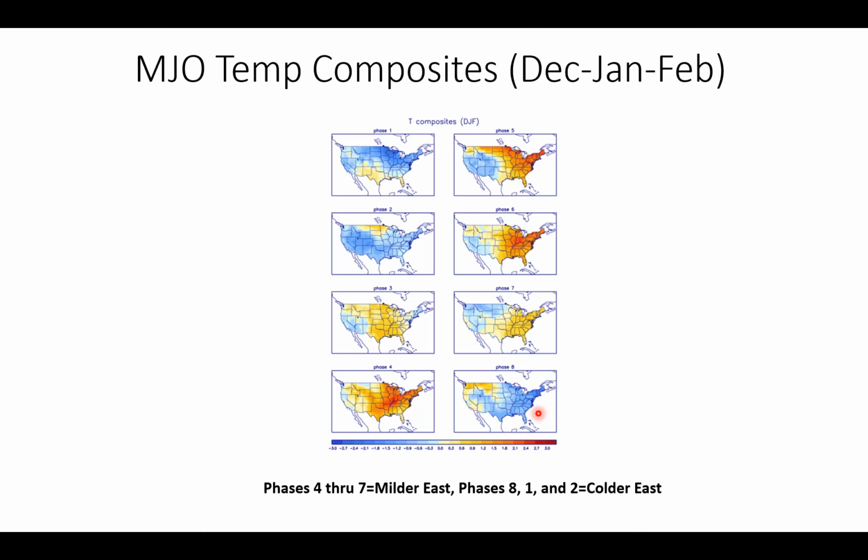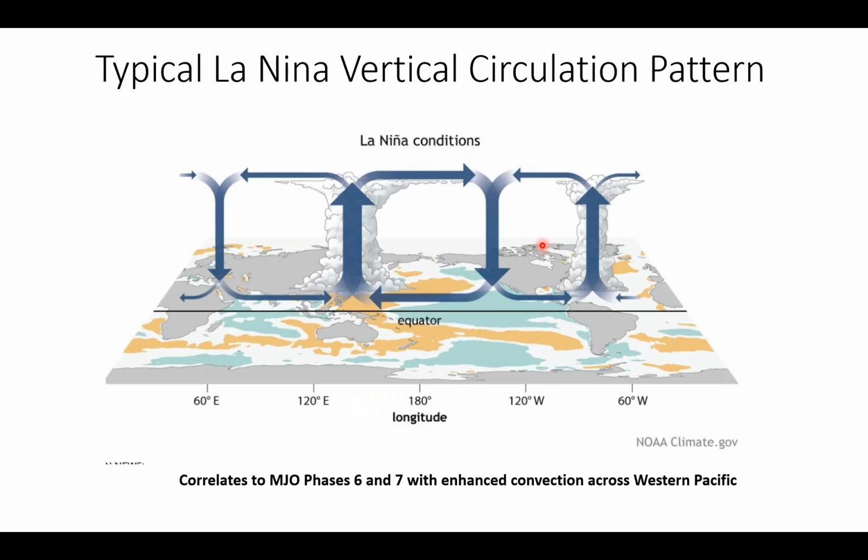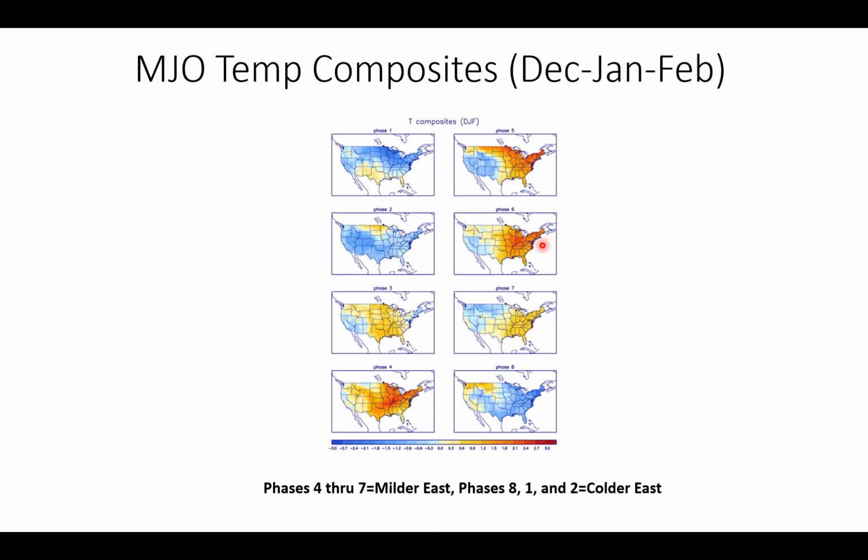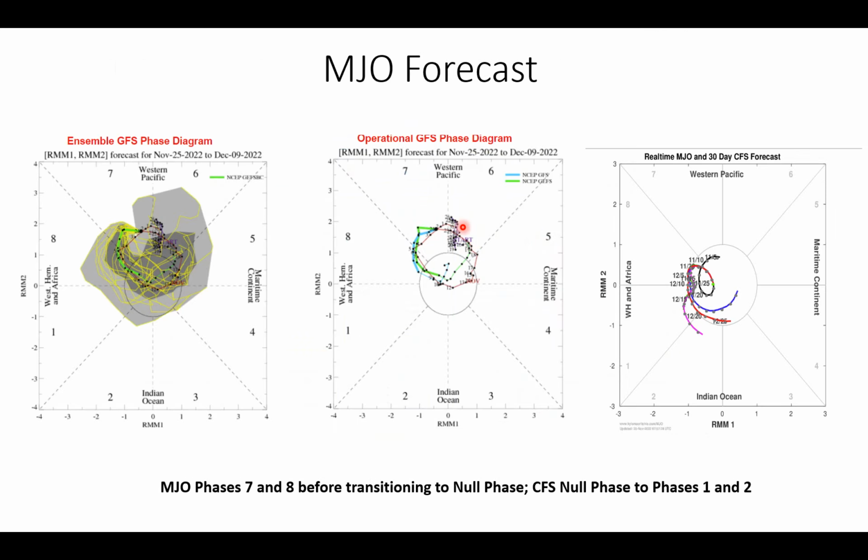Whereas phases 1 and 2 are also colder phases of the MJO in the winter, December, January, and February. Phases 3, specifically 4, 5, 6, those are very warm phases of the MJO for temperatures in the eastern U.S.